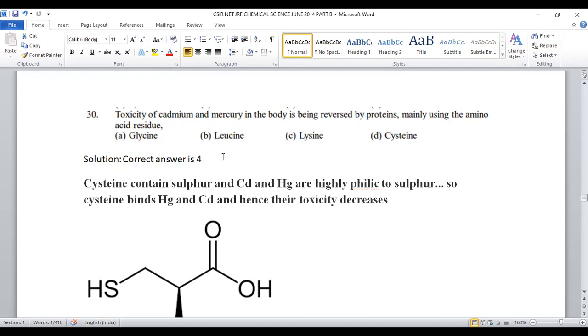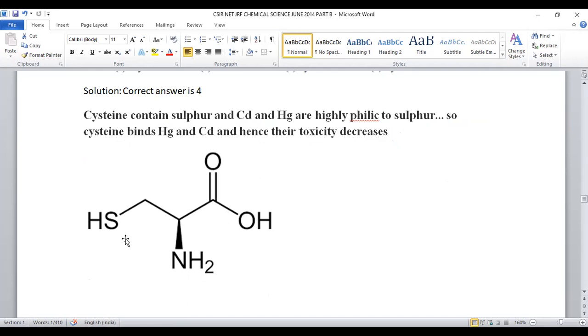Whenever they are administered into living organisms, they will impart many toxic or hazardous effects. So there is a natural remedy to minimize the toxicity of these two by introducing a certain protein which detoxifies, which reduces the hazardous nature of these two metals. What could it be? Let us see. So here is the structure of cysteine, where we have an alpha amino acid, and on the side chain we have the SH functional group, which is a thio alcohol group.